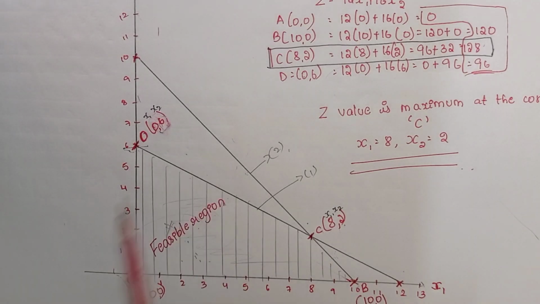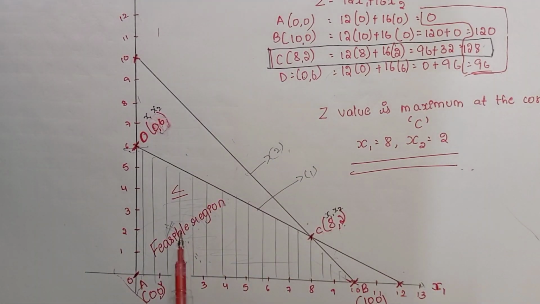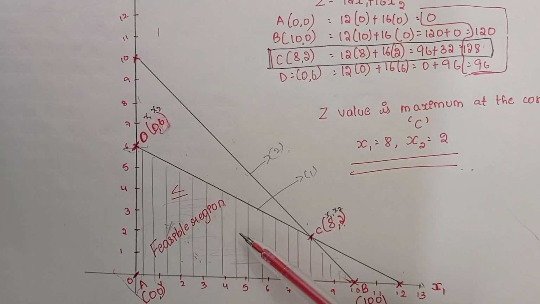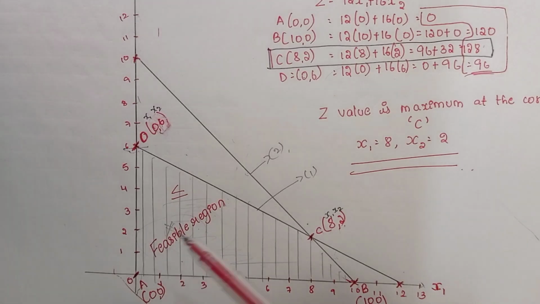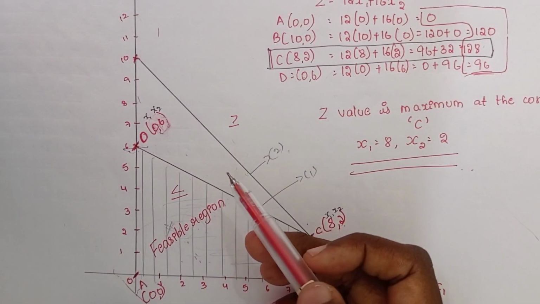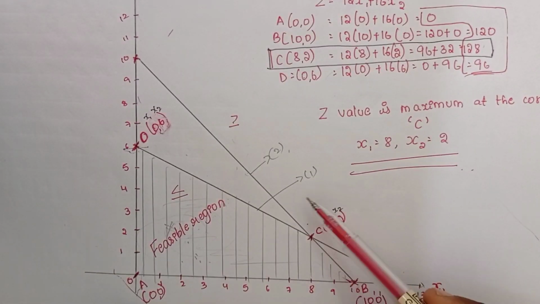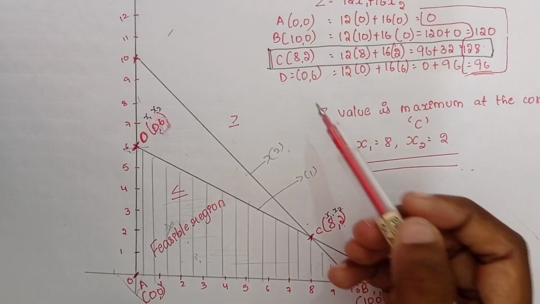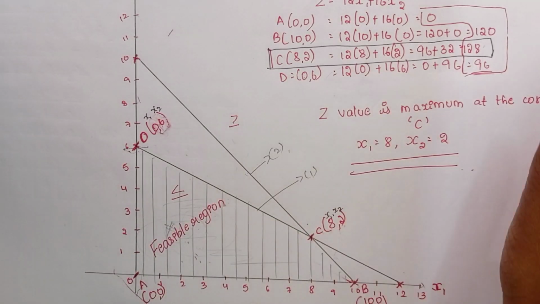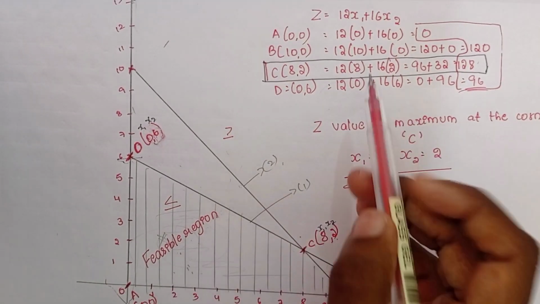When they have given less than or equal to, you shade the region below both lines. When they have given greater than or equal to, you shade the region above the lines. Next, you identify the corners of the feasible region. After identifying them, you find the x1 and x2 values of the corners and compute them with the objective function.